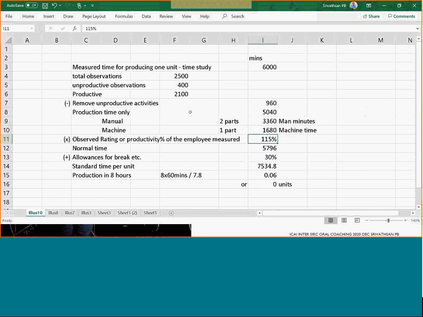And man has the efficiency. Machine doesn't have any efficiency. It keeps running. Man has some efficiency aspect. So on that 3,360 minutes, mapped because of this efficiency factor of the person whom I measured, I increase it to 3864.